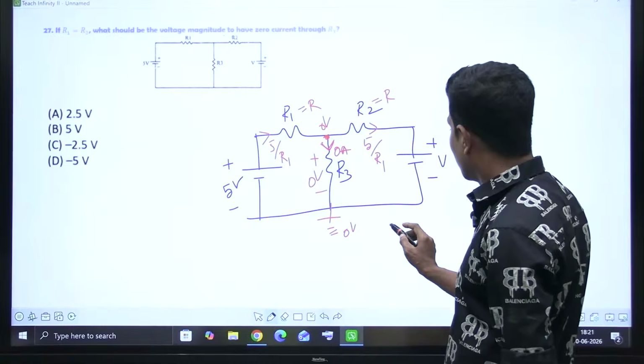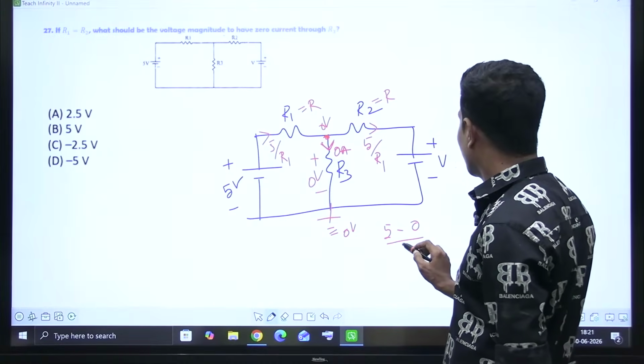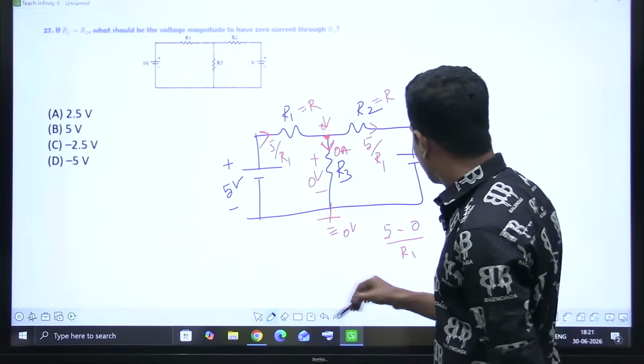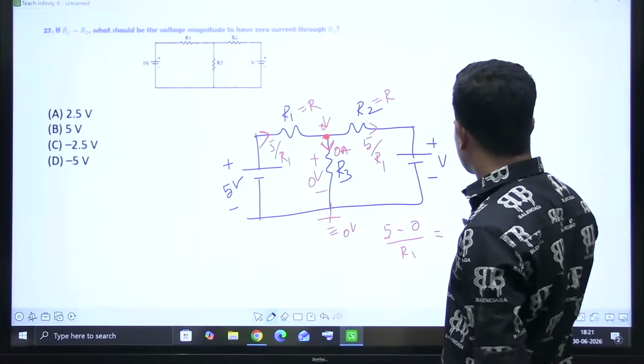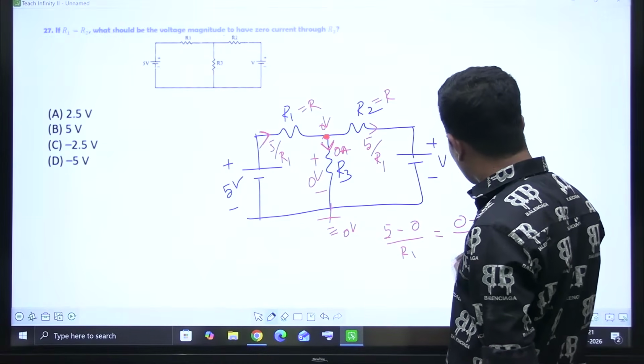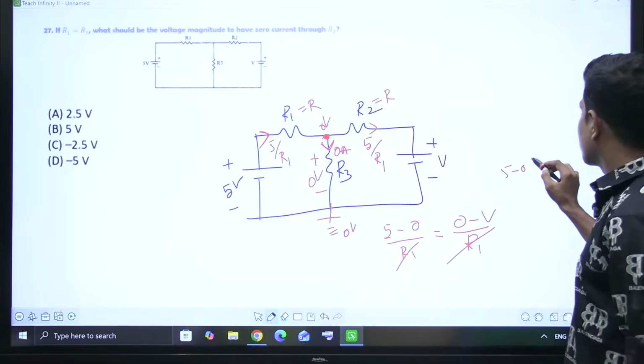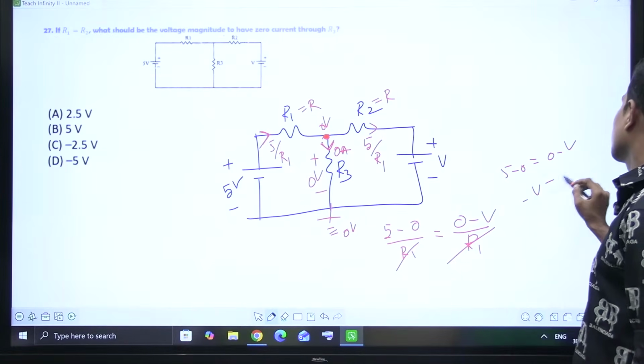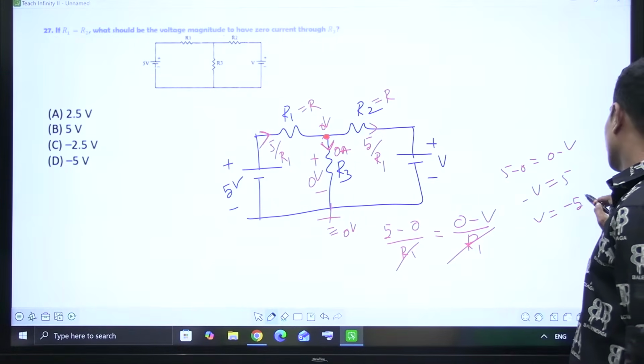What is this current? 5 minus 0 by R1 is the current from here. That is equal to, here this voltage is 0, 0 minus V by R2. R1 is equal to R2, so both will get cancelled. 5 minus 0 is equal to 0 minus V. Minus V is equal to 5. V is equal to minus 5 volts.